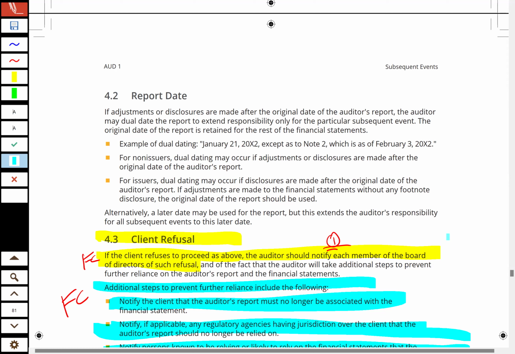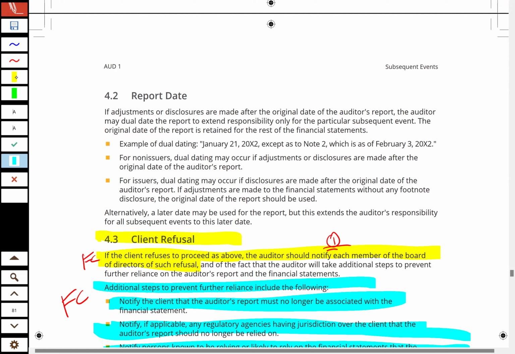If you do that, you have taken responsibility for anything that might have happened between January 21st and February 3rd. That means you tell the client, we've got to do a subsequent events review now, because we did one between December 31st and January 21st. Now we have to do it again, all those steps that we talked about, to make sure nothing else happened between January 21st and February 3rd. And management says, we don't have time for that. Your solution there would be to say, okay, we're going to dual date the report.